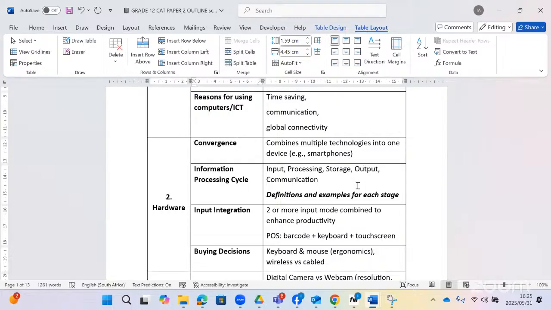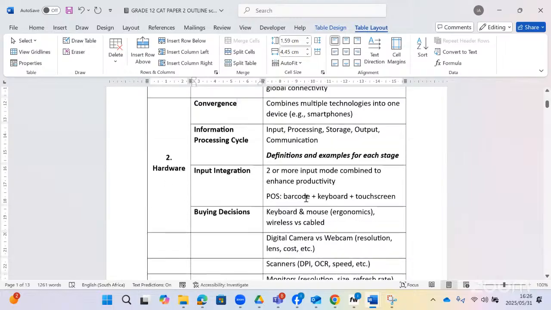That is input stage, whereby the computer accepts data. Processing, whereby the computer analyzes or interprets the data. And then storage is keeping or saving the files or data. And then the output is displaying the results. Then communication, that is sharing of the information. So you must know these definitions and then an example of each stage.